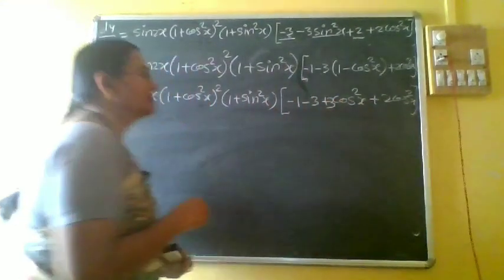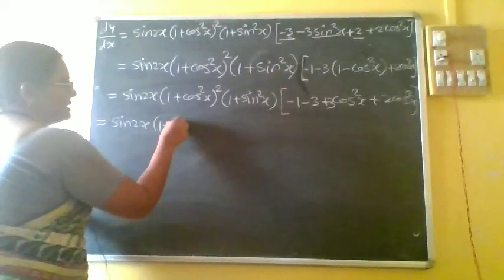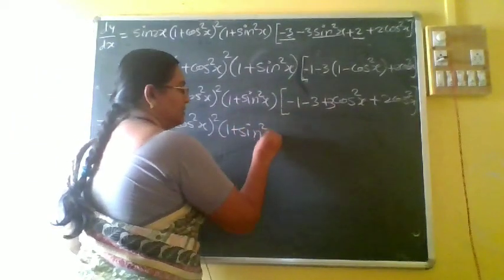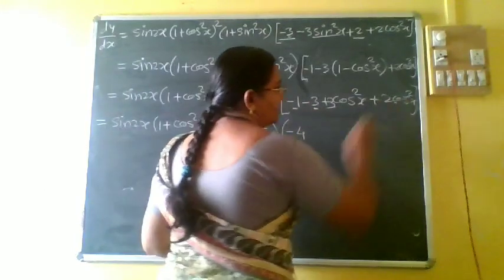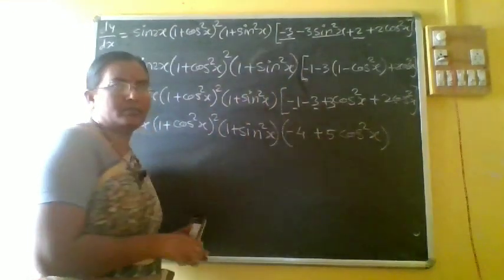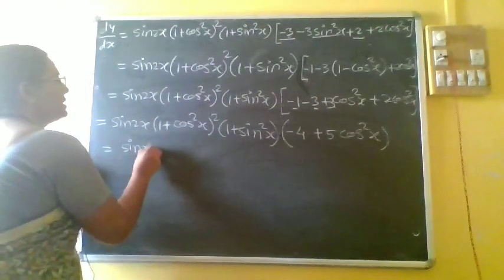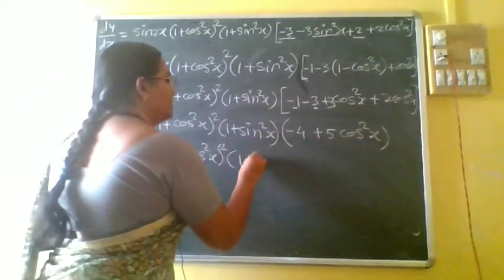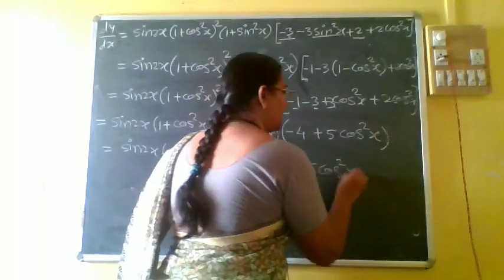This is 3 cos x. That is equal to sine of 2x, (1 plus cos square x) bracket square, 1 plus sin square x as it is. This minus 1, minus 3 minus of 4, 3 plus 2 is plus 5 cos square x. Rewrite this term like that: equal to sine of 2x into (1 plus cos square x) bracket square, 1 plus sin square x as it is, and this becomes 5 cos square x minus 4.